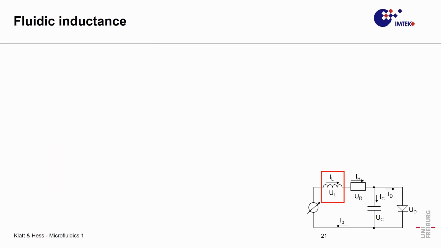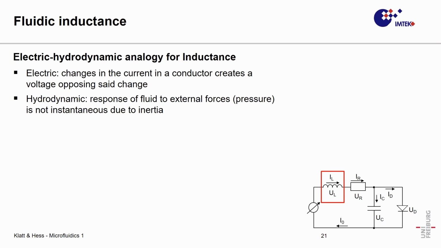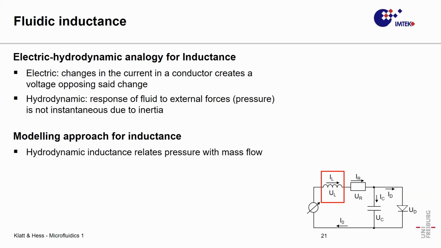We continue with the fluidic inductance. In the electric world, changes in the current in a conductor create a voltage that is opposing that change. You have a quite similar effect in the hydrodynamic world. Here, the response of a fluid to external forces, which is mostly pressure, is not instantaneous because you have inertia. And we can model inductance by saying that hydrodynamic inductance relates pressure with mass flow.